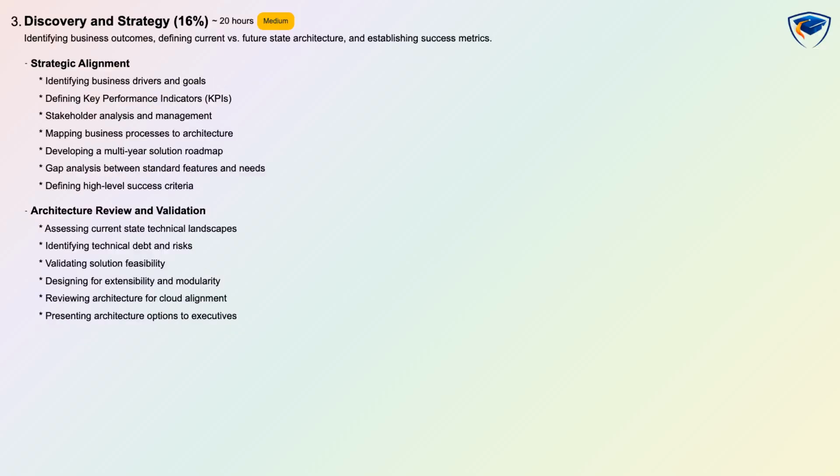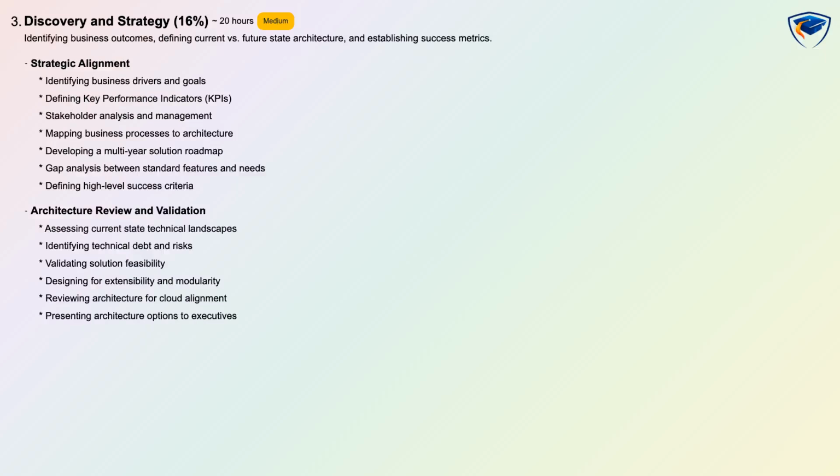Discovery and strategy makes up 16% and centers on defining business outcomes, current versus future state architecture, and success metrics. This medium difficulty domain requires around 20 hours and includes conceptual and scenario-based assessment. Focus on identifying business drivers and KPIs, stakeholder analysis, mapping processes to architecture, gap analysis between standard features and needs, and validating architecture options while assessing technical debt and extensibility.